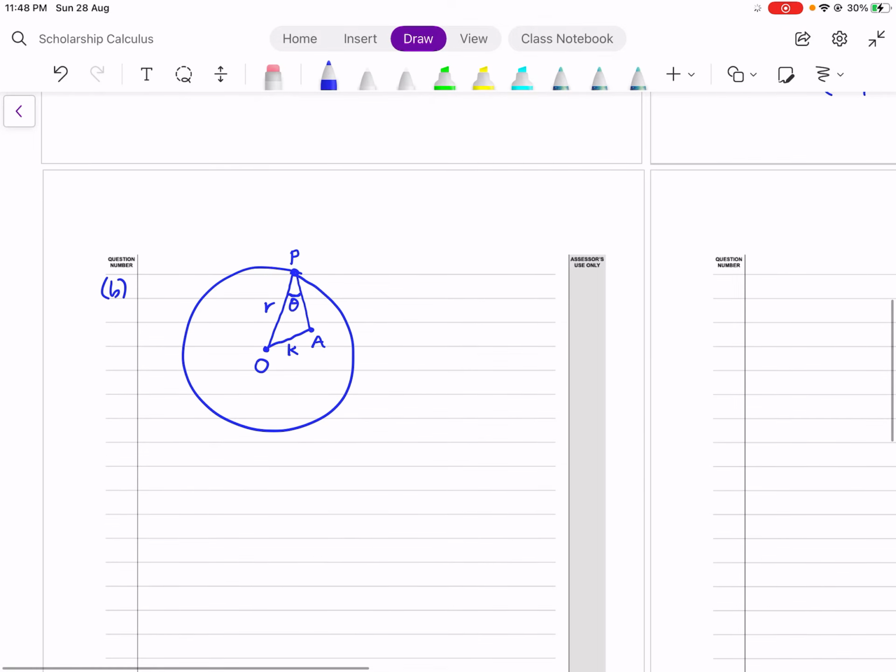And there's another formula, like we used the cosine rule in that last question. There's a sine rule from level 2 trigonometry as well. That is a over sine A equals b over sine B. So if I apply that to this triangle, I get K over sine theta, because K is the side opposite the angle theta, so K over sine theta is equal to R over sine of alpha, where the angle there is alpha.